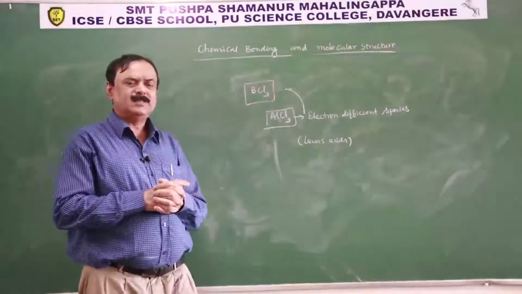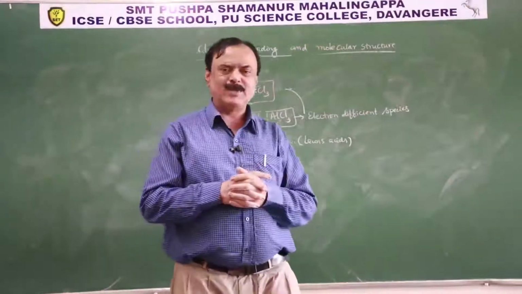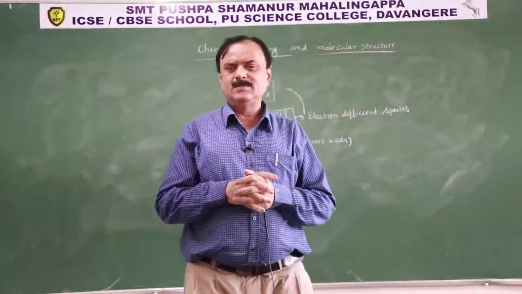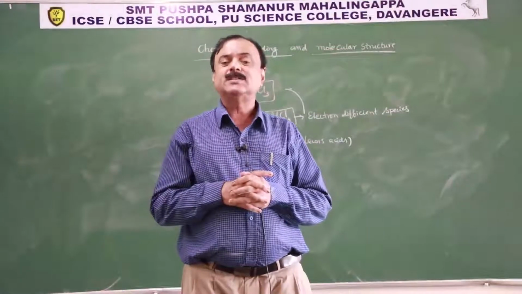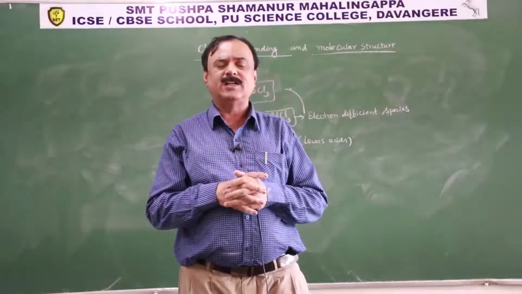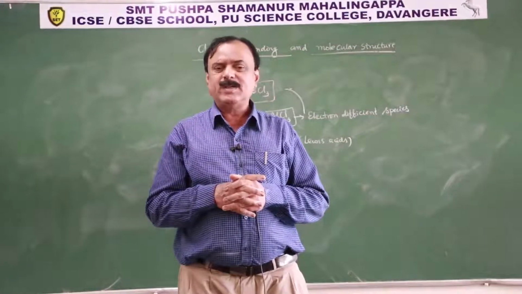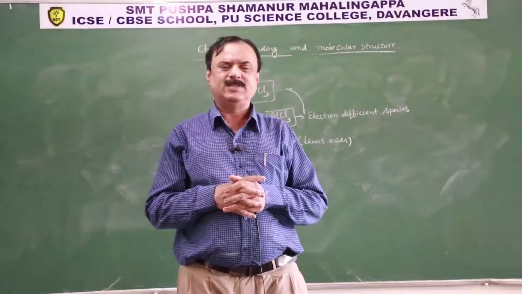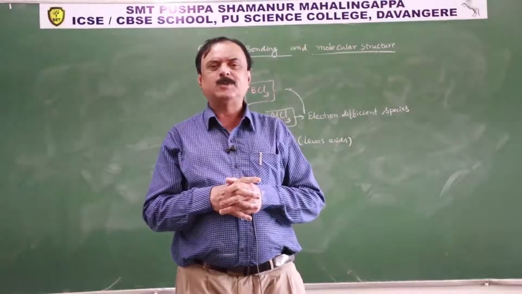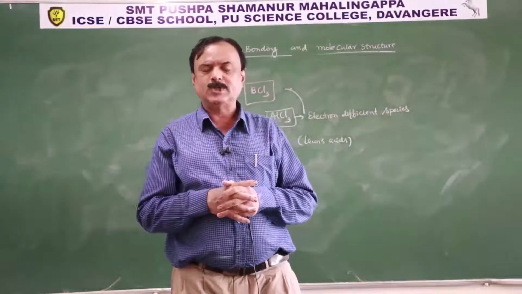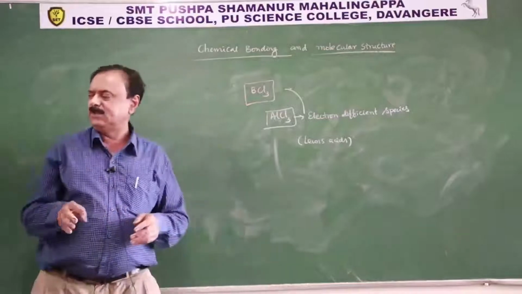Now, why does sodium chloride possess a high melting point, whereas other molecules like organic molecules possess a low melting point? Because ionic bond compounds have a high melting point, and covalent bond compounds possess a low melting point.